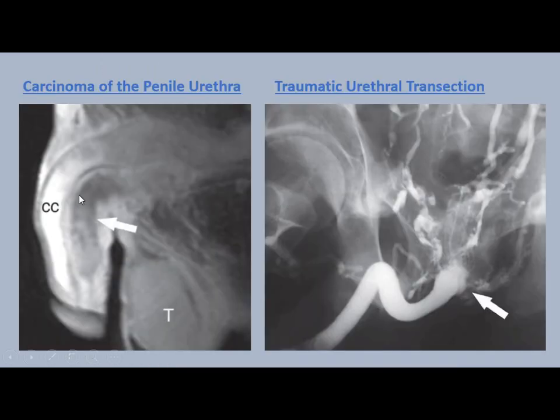This points to carcinoma of the penile urethra, most of which are squamous cell carcinoma, appearing as a soft tissue mass causing displacement of the corpus spongiosum, corpus cavernosum, and the urethra, of course.